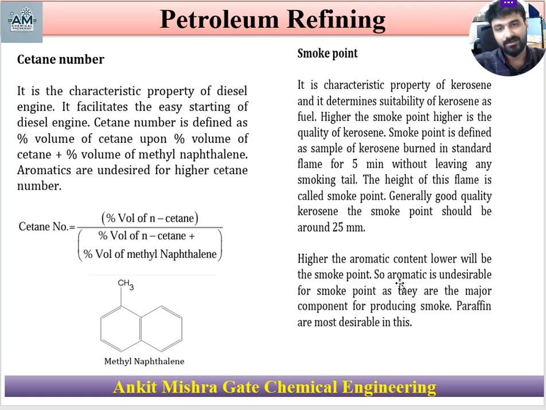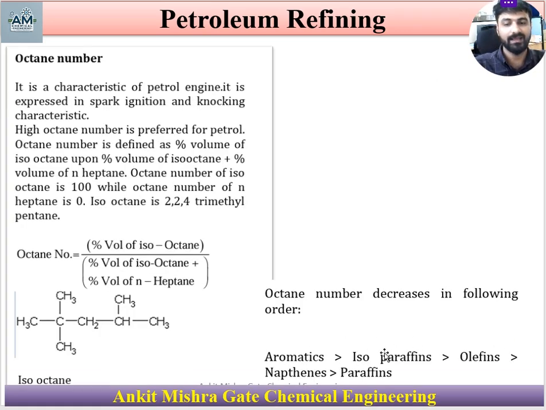That is it. So the higher the aromatic content, the lower the smoke point, meaning aromatic components are undesirable for kerosene. If aromatic content is more, then definitely it is going to produce more and more smoke, which is undesirable for kerosene, right? So you have to remember this. The order of the smoke point will be the opposite of the order you have studied, right? So you can relate it from there. Aromatics were very much desirable in gasoline, but very much undesirable in kerosene.